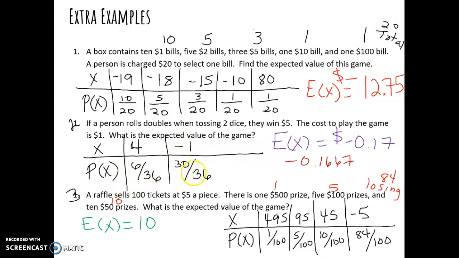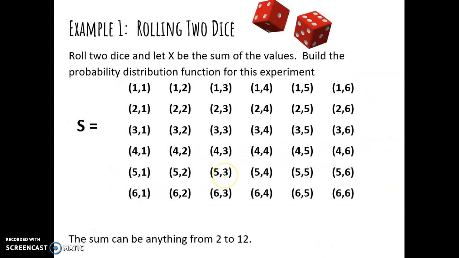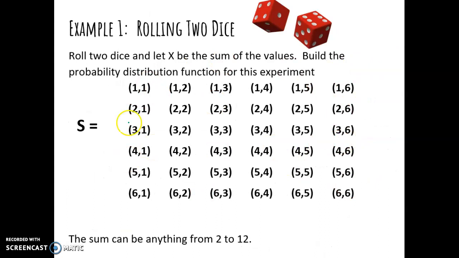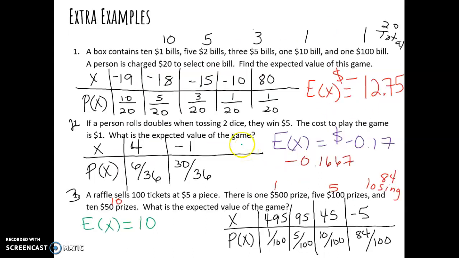Now to find these probabilities down here, what I did was I looked at the sample space from example 1, and I counted all the ways you could get doubles. Here's 1, 2, 3, 4, 5, 6 ways to get doubles out of 36 total in the sample space. And then that means there's 30 ways to not get doubles out of 36, so 30 ways to lose. And for that probability, I got -0.1667. I'm sorry, for that expected value, which is -17 cents.